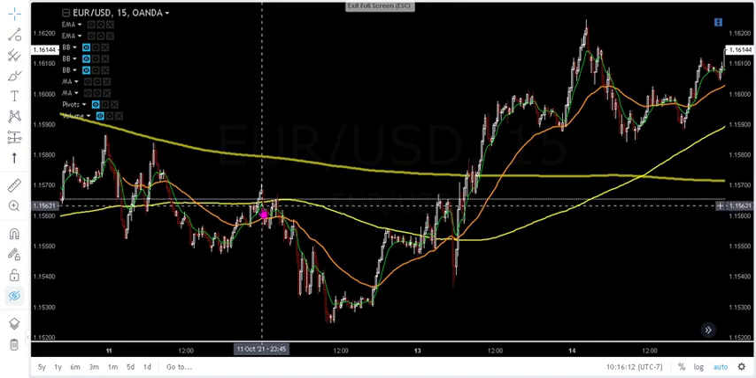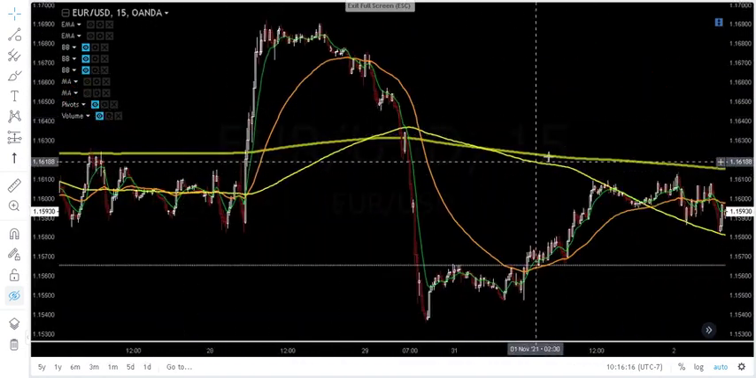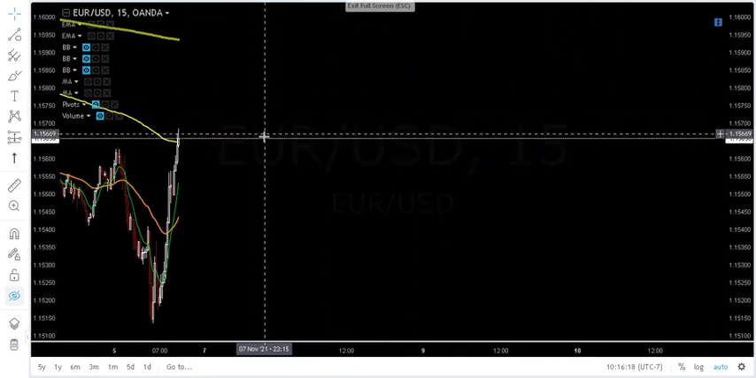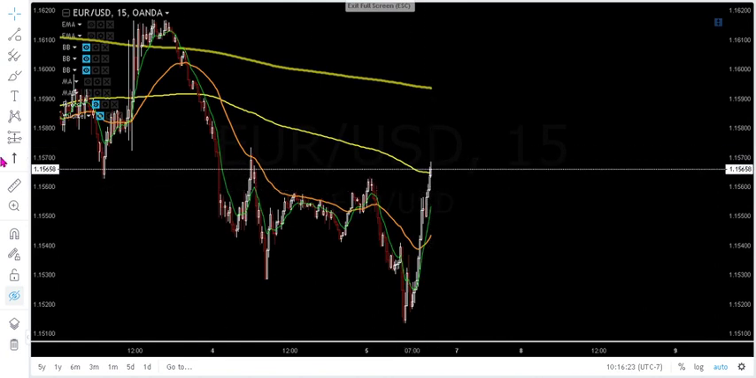Yellow, yellow, green, orange. Price rejected. I don't know if that's correct or not, but it just seemed like it makes sense. I'm still new, but it looked like price is about to reject off of this 200 and come down, based on the past.